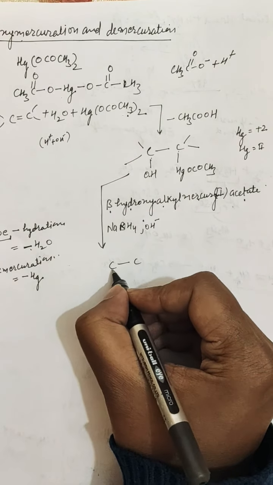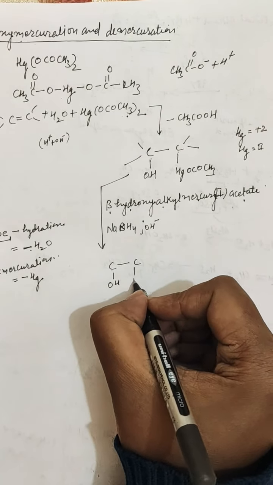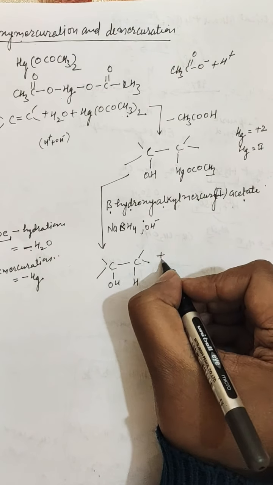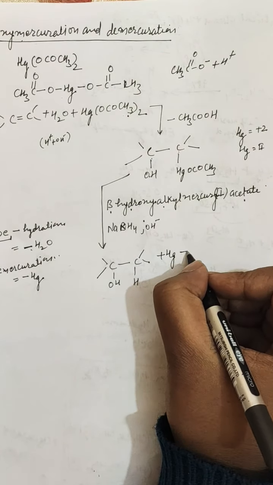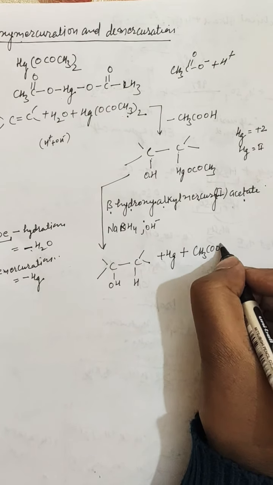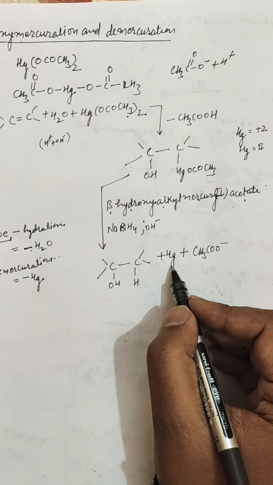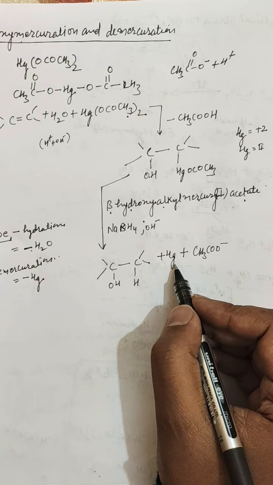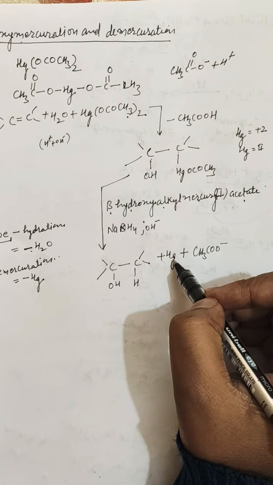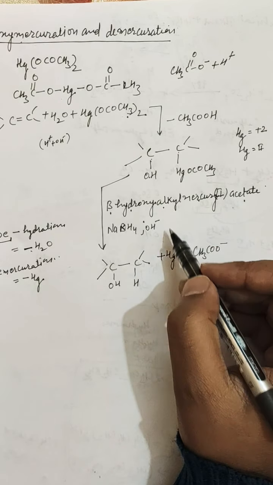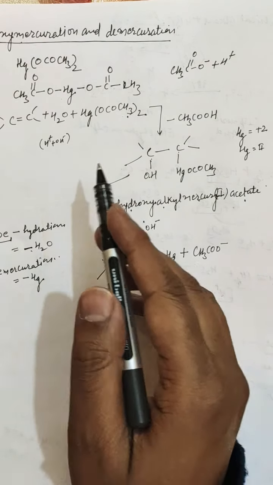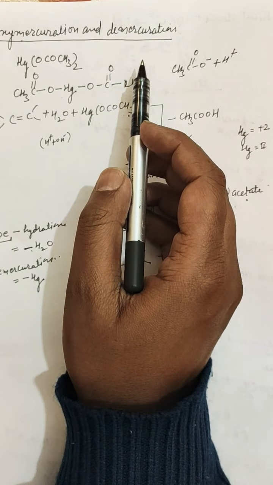So it results in the formation of this OH, H, further Hg plus another molecule of acetate anion. So mercury is removed from here. Mercury from this 2 oxidation state is converted into mercury metal in this reaction, and further this alcohol is formed. So this is the oxymercuration demercuration reaction.